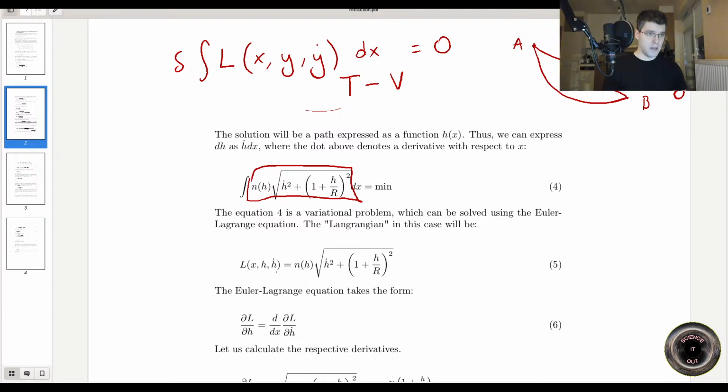And so this is actually a solved problem. So we know what equation has to be satisfied by such a Lagrangian in order for this integral to be minimal. And this is what the Euler-Lagrange equation tells us. So the Lagrangian needs to satisfy such an equation. The partial derivative of the Lagrangian with respect to h, or with respect to the function here, needs to be equal to the derivative with respect to x of the partial derivative with respect to the derivative of the function, which looks a bit complicated, but it's less complicated than it looks.